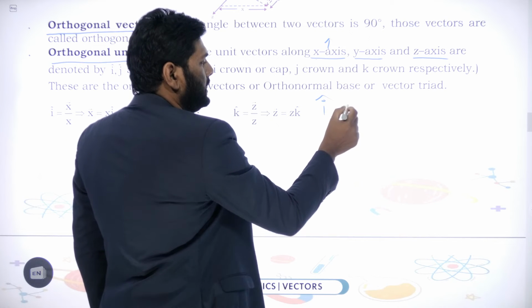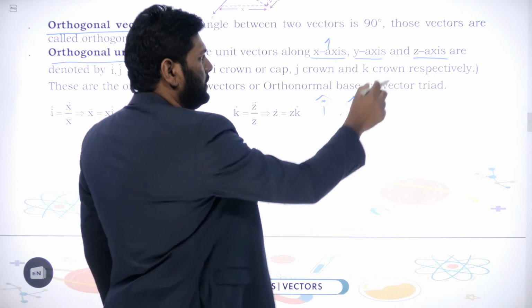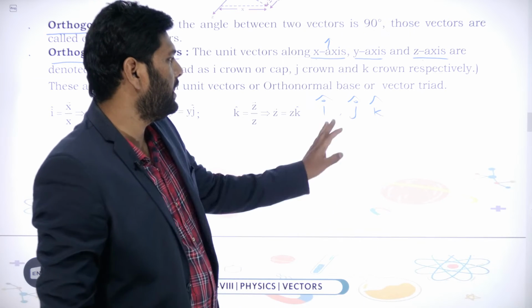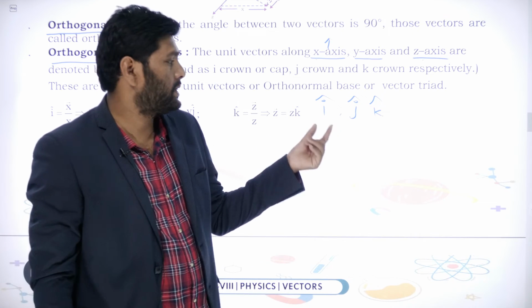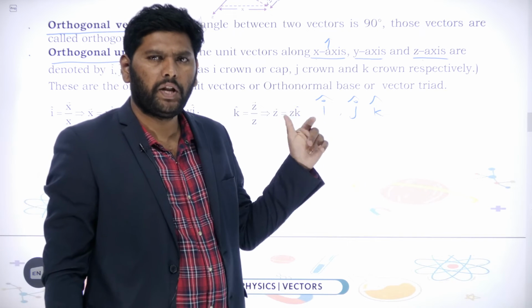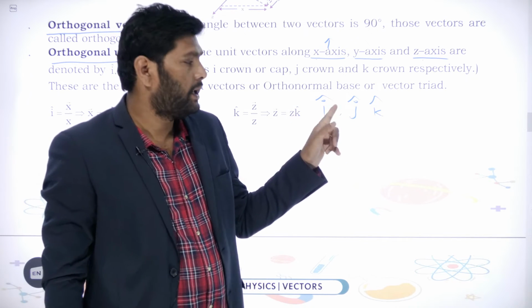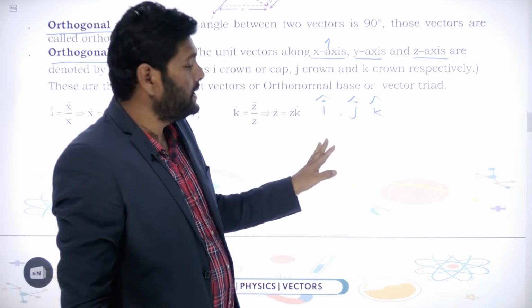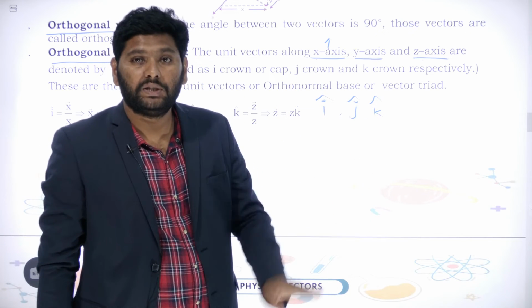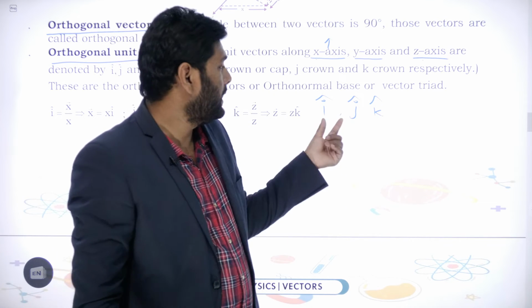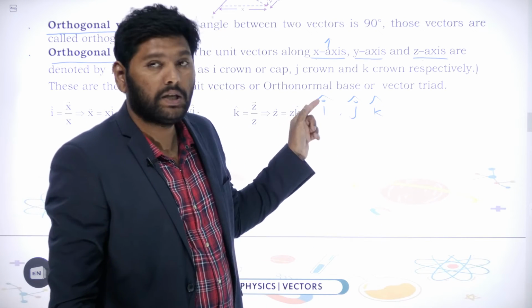This is the y direction, which we can consider as j cap, and this is the z direction, which is k cap. The orthogonal unit vectors are nothing but i, j, k, simply. Whether you take the cap or not doesn't matter. These i, j, k commonly represent the unit vectors. What is the purpose of these i, j, k?